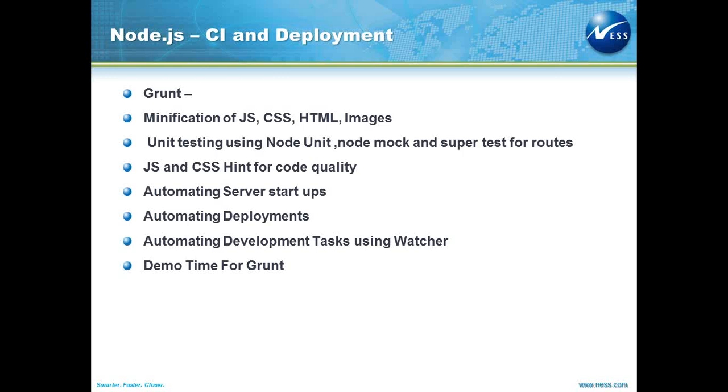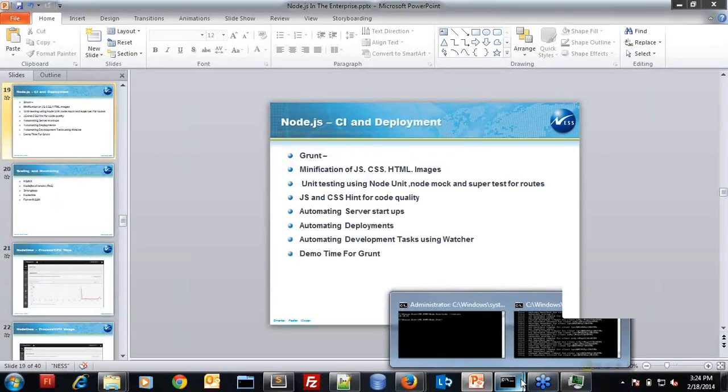Grunt is essentially a task runner, and it has a whole suite of plugins under its umbrella. So it lets you minify and uglify JavaScript, CSS, HTML, and do unit testing using Node Unit, Node Mock, as well as SuperTest. If you have multiple routes in your application, you can test the routes using SuperTest. You've got linting ability. So you can automate the whole flow. We will look at an example over here on Grunt.